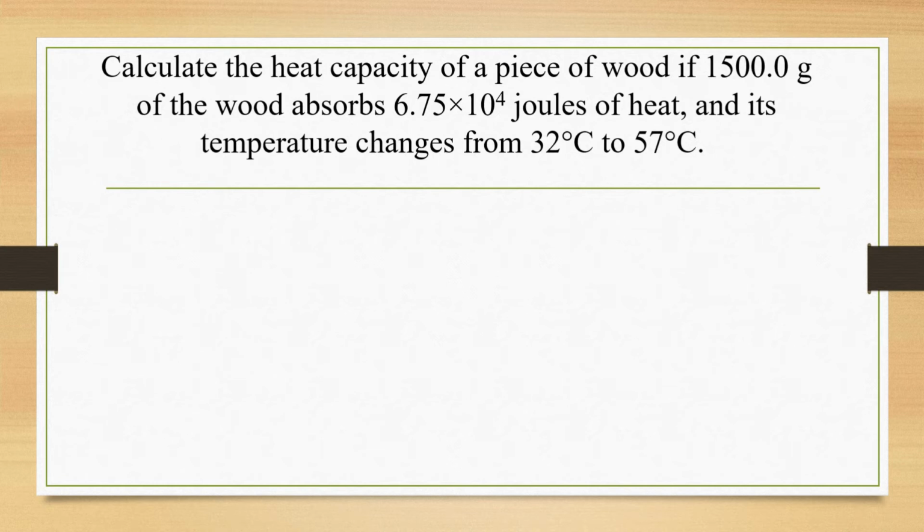Calculate the heat capacity of a piece of wood, if 1,500 grams of wood absorbs 6.75 times 10 to the fourth joules of heat, and its temperature changes from 32 degrees to 57 degrees Celsius. Q equals mC delta T. The mass is 1,500 grams. The Q is, in scientific notation, 6.75 times 10 to the 4, but we know that's equal to 67,500 joules. T starts at 32 degrees, so the difference is 25 degrees.